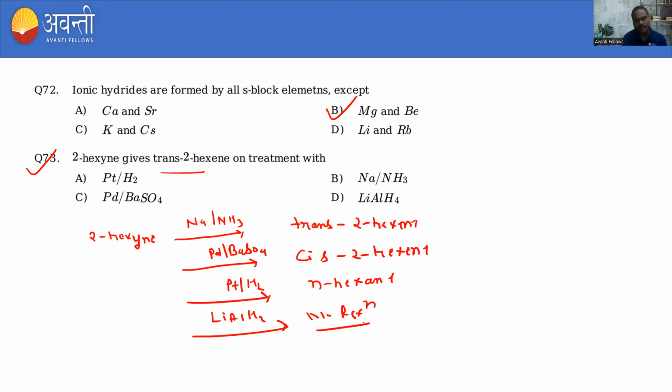So this is very important to learn, beta. Whenever 2-hexene is treated with sodium in the presence of ammonia, we get trans-2-hexene. This is the part of our question. So the correct one is sodium in liquid ammonia.